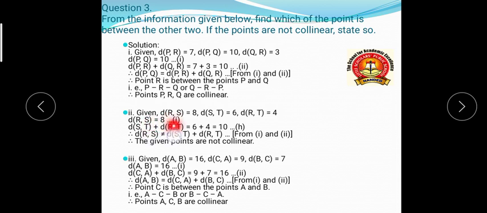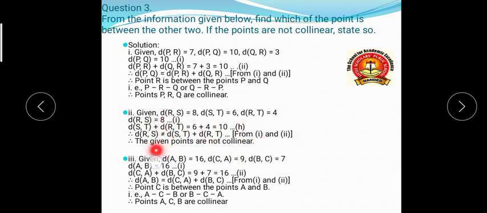Now in the second question, distance of RS is 8, ST is 6, RT is 4. Which one is bigger? R comma S. So firstly give the number first. Distance of R comma S is equal to 8. Now distance of ST plus RT is equal to 6 plus 4, that is 10. Are they equal? No. So distance of RS is not equal to this addition.